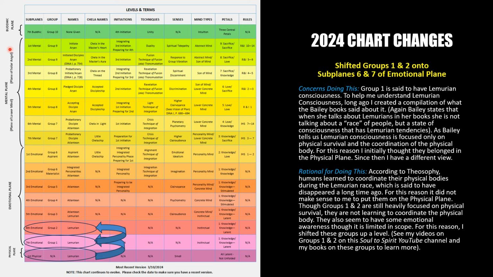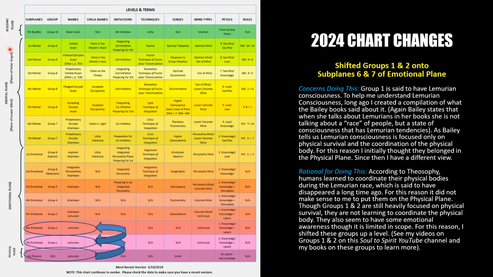Though Groups 1 and 2 are still heavily focused on physical survival, they're not learning to coordinate the physical body. Now, just because somebody has a physical disability doesn't mean they're in Groups 1 and 2. Don't get that confused. This is about level of consciousness, not about the condition of a physical body and if somebody has a disability. So Groups 1 and 2, they're not learning to coordinate the physical body. They may or may not have a physical disability. They may be fine physically, but they're not worried about that level of evolution.